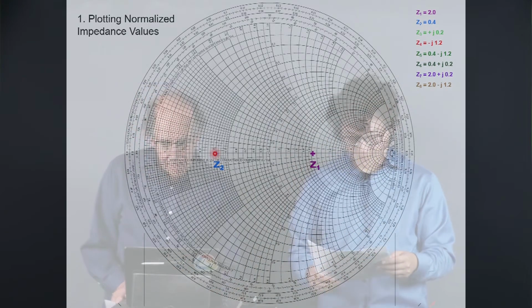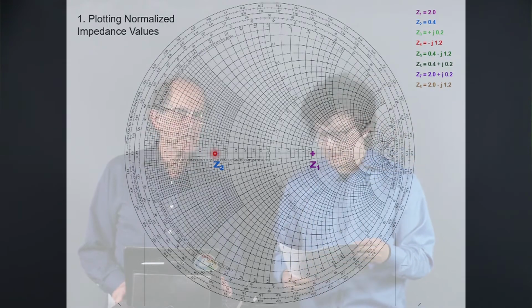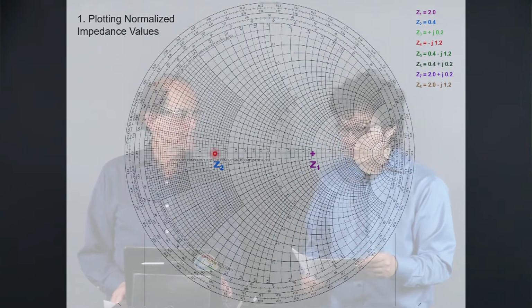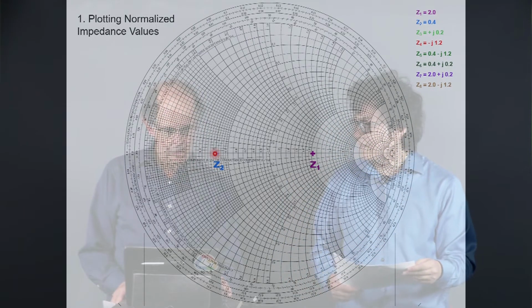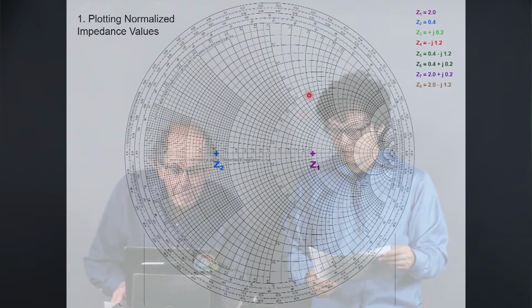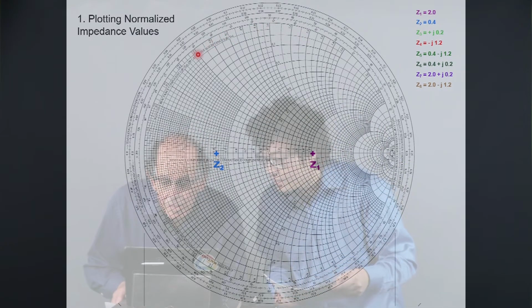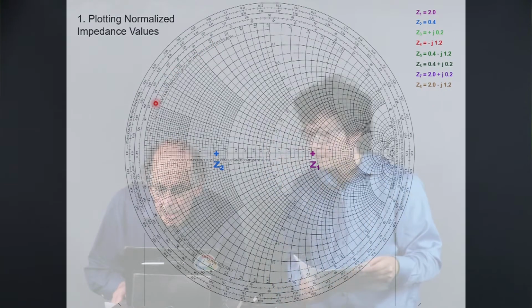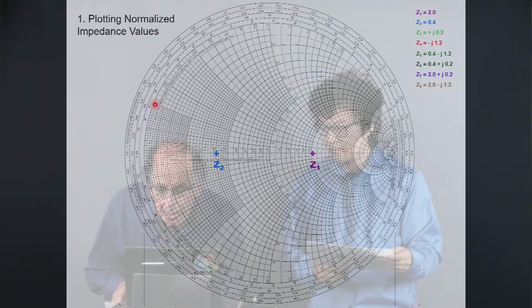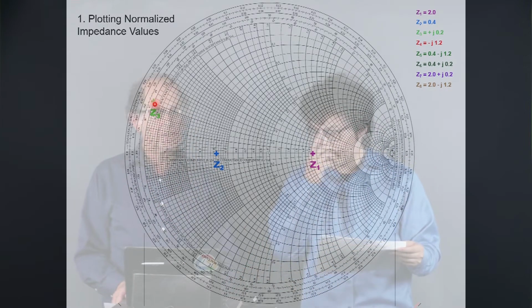Okay. And let's go ahead then. The next one is Z3, so it's j0.2. This one's purely imaginary. So let's see where it is. It's plus, so it's out here somewhere. And 0.2, well, it's going to be right there. Let's see if that's right. And there it is.